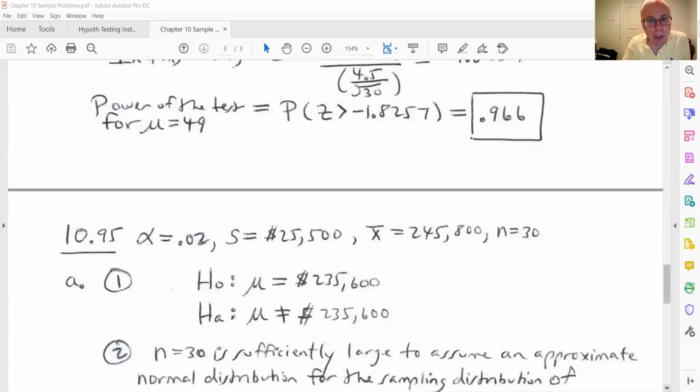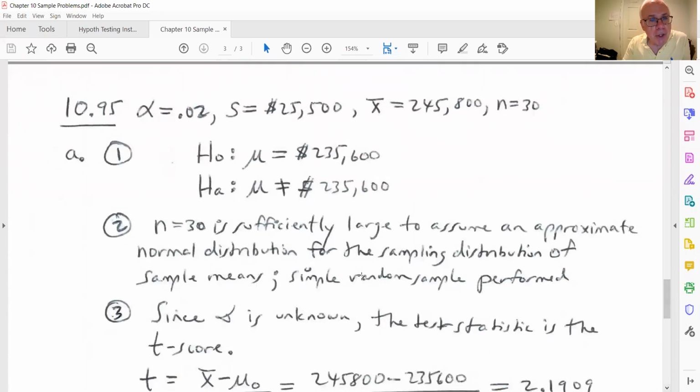So this is a different problem with means because we're not given the population standard deviation in this problem. We're given the sample standard deviation. These are home prices or something, I believe. So they give us the sample mean, the size of the sample, 30, the sample standard deviation, and they told you basically to choose any alpha. I'm choosing 0.02 for the fun of it.